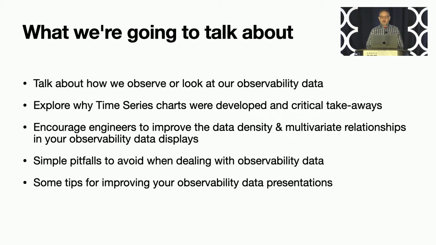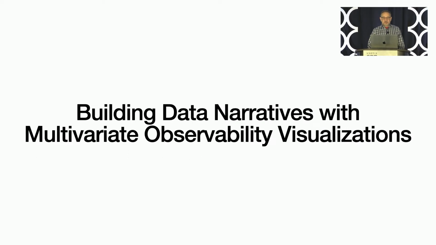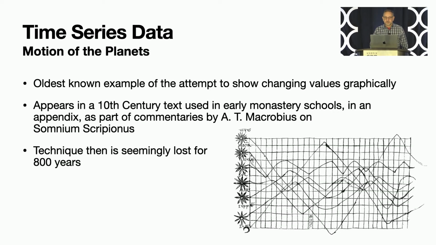We're also going to talk about some pitfalls when dealing with observability data, and some tips for improving our observability data presentations. So this is a mouthful, but what I really want to discuss today is about building data narratives, and specifically how we can be doing that with multivariate observability visualizations. In other words, including multiple different types of cardinality data in a particular graph rather than having them all in separate cells.